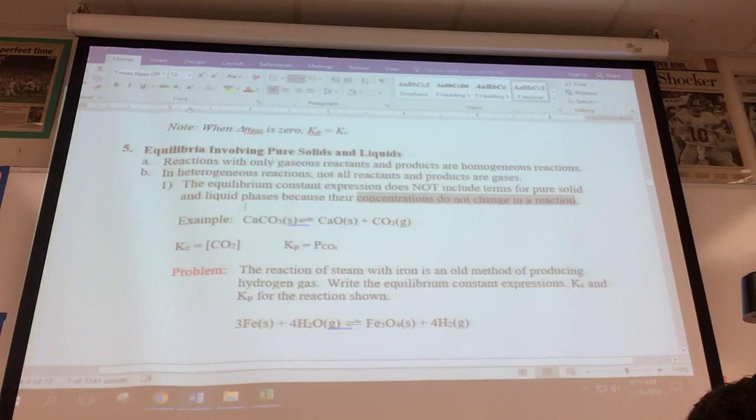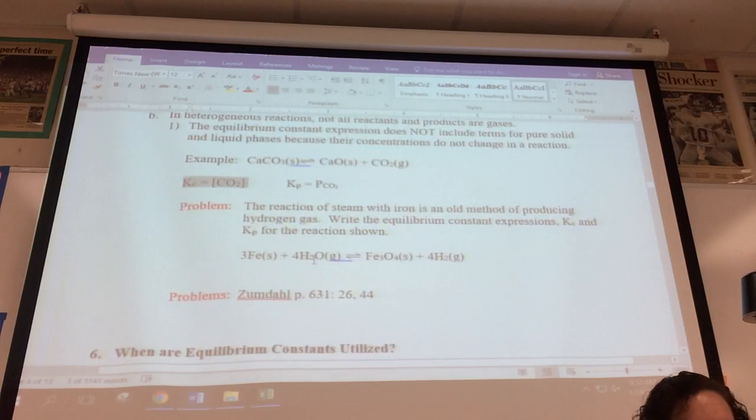If you consider decomp of calcium carbonate, again, you're generating simpler substances. They have to be elements or compounds from one reactant. Your Kc is equal only to the concentration of carbon dioxide. Why did we not include calcium carbonate or calcium oxide? Because they're solids. Kp would just be the partial pressure of CO2. So let's take a look at the following problem.